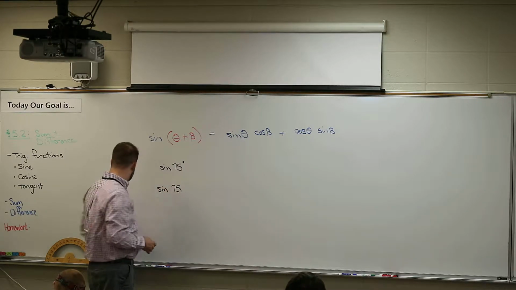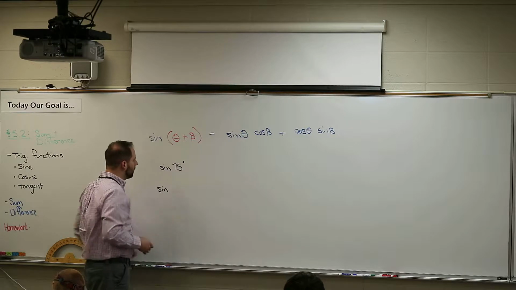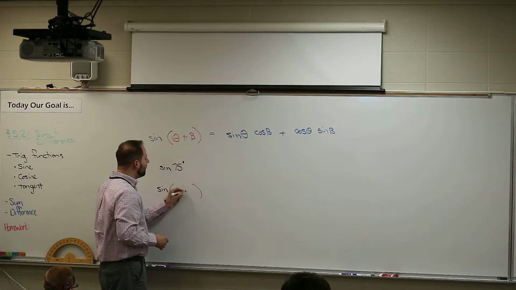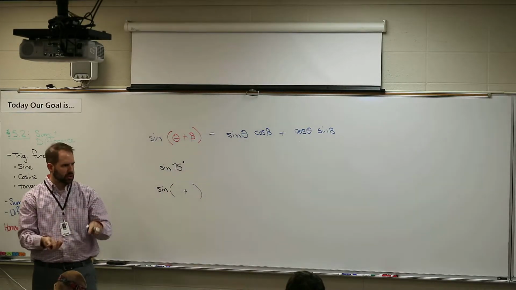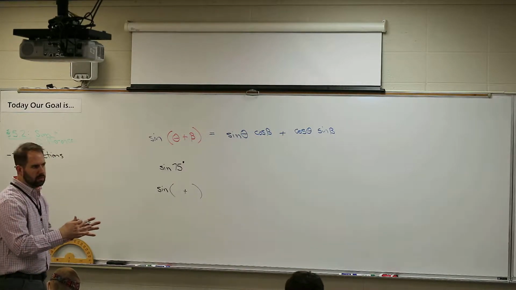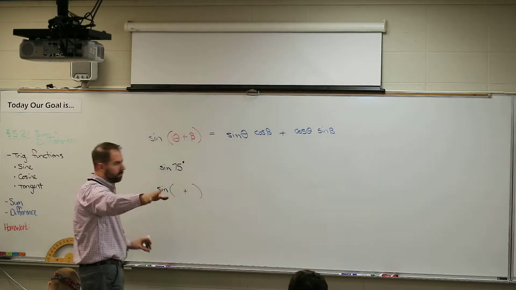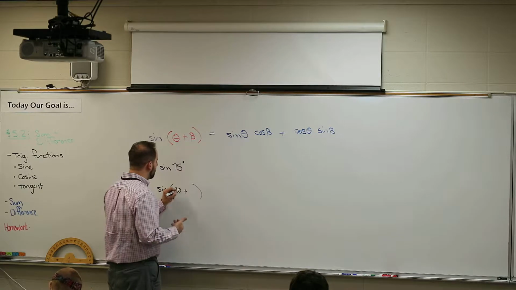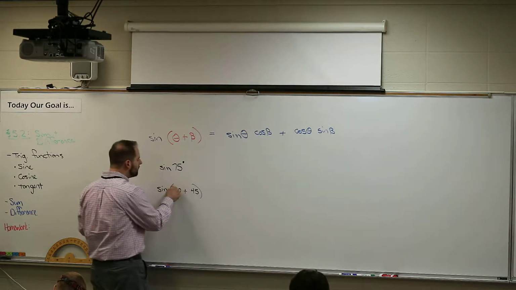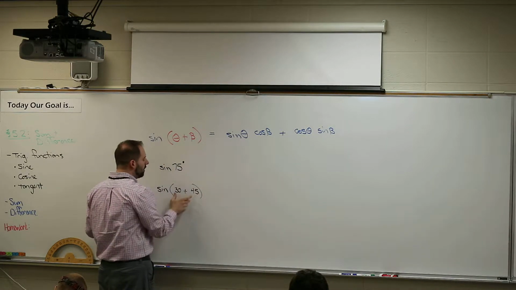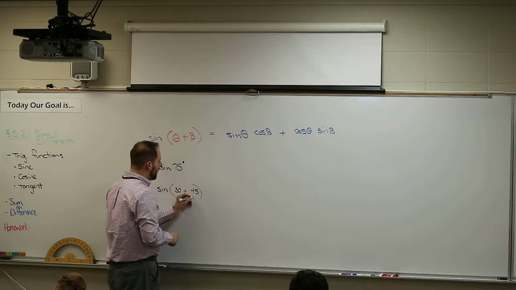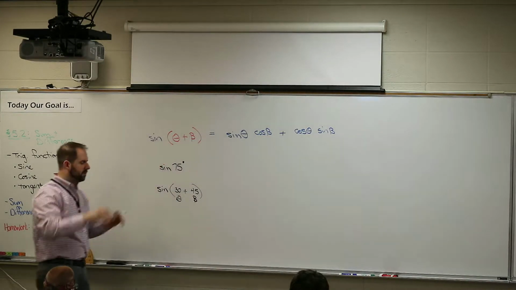Numbers that add to make 75. Did we do this yesterday? I think we did it for cosine, and we did subtraction, but we didn't do addition. So, say it again: 30 and 45. Those would be the numbers I would think of, right? Now, to plug these numbers into the sine formula, this is going to be your theta, this is the beta, and we're just going to plug them into their individual spots.